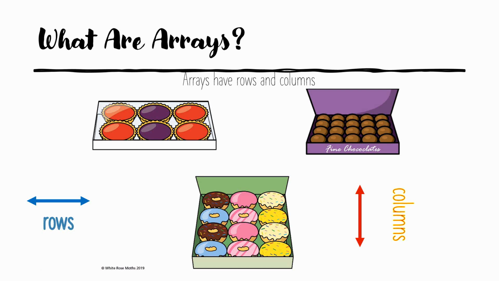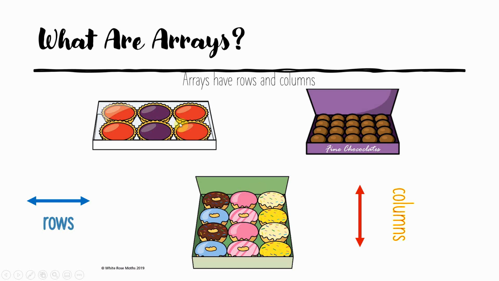So I would like you to put your finger in the air and do a column. Up, down, up, down, up, down, up, down. Can you put your finger in the air and make a row? Side to side, left to right, side to side. A column. Up, down. Rows, left to right, side to side. Okay, well done. Let's have a look at all the rows on these pictures here.